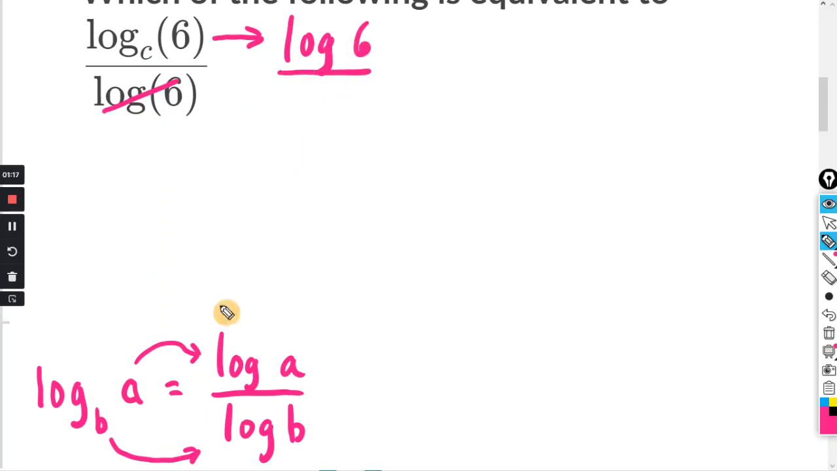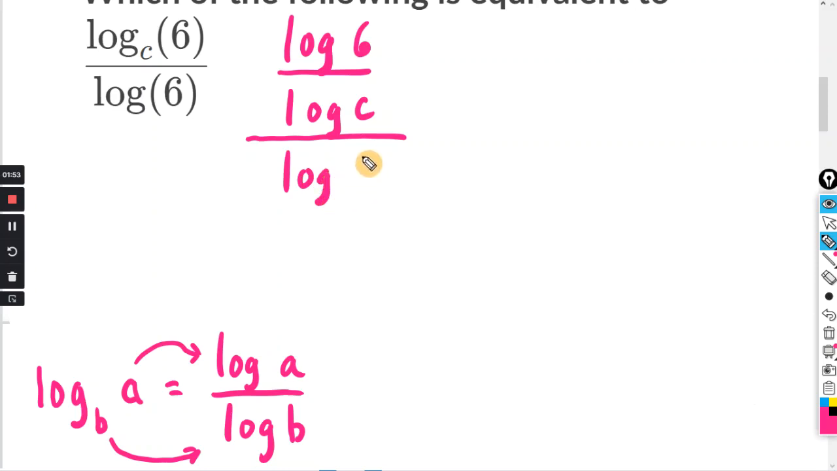And the base number goes in the denominator. So that base right here is c. In the denominator, it's going to be log of c. All right, so we just converted log base c of 6 into log of 6 over log of c. And now I am going to rewrite that part divided by the log of 6. So this whole thing is divided by the log of 6. Really this is a numerator and this is a denominator, so you can cancel those.